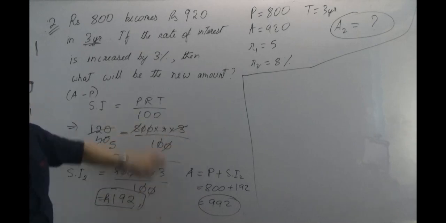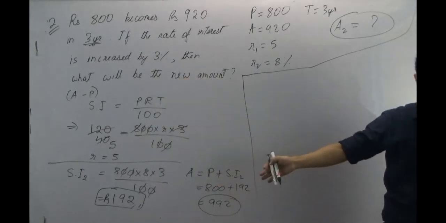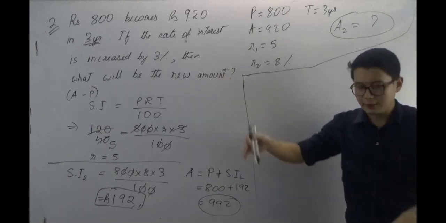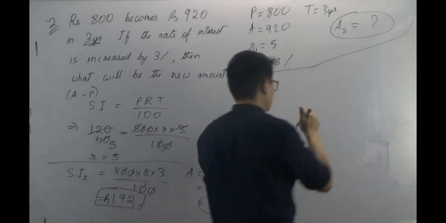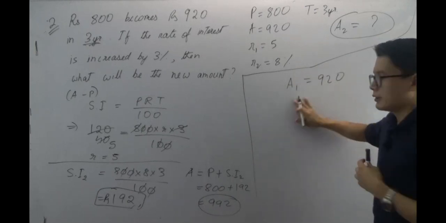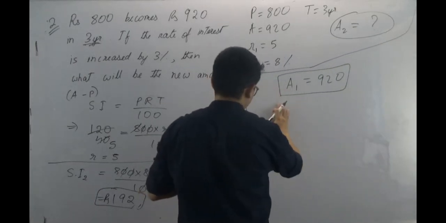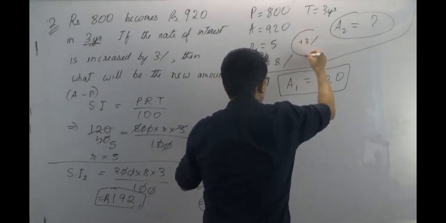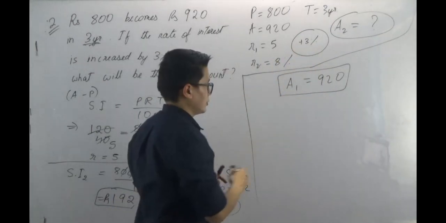Is there anyone who didn't get this? Yes, sir, I got the formula application, but now we are going to change the pattern. I already know that the amount is 920 in the first case. We only need to find the simple interest on the 3% increase.